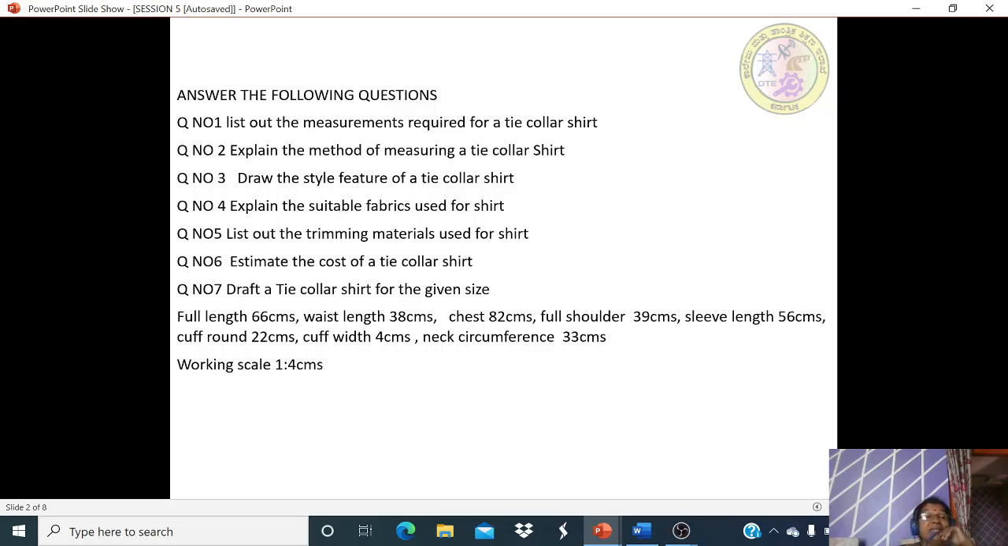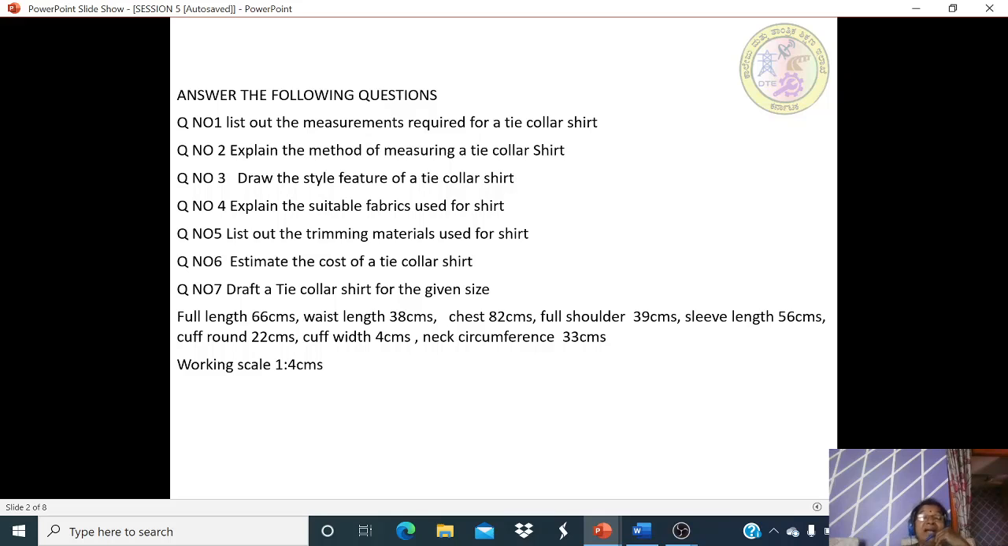Question number 7, the most important question. Question number 7 is draft a tie collar shirt for the given size, that is full length, waist length, the required measurements. All the measurements I have given here, and I have even mentioned the working scale. You have to draw the front part, back part, sleeves, and other components.